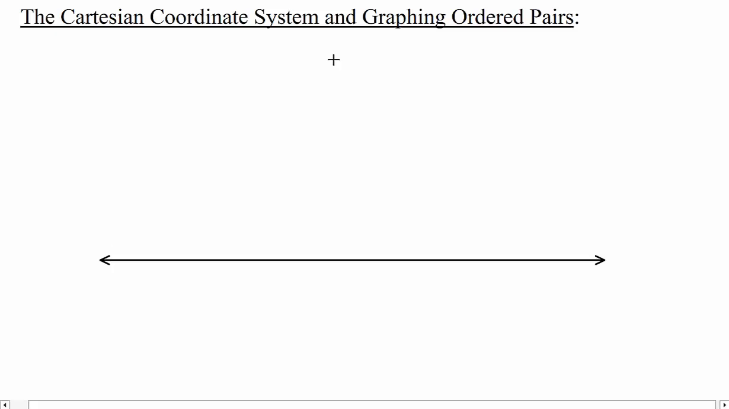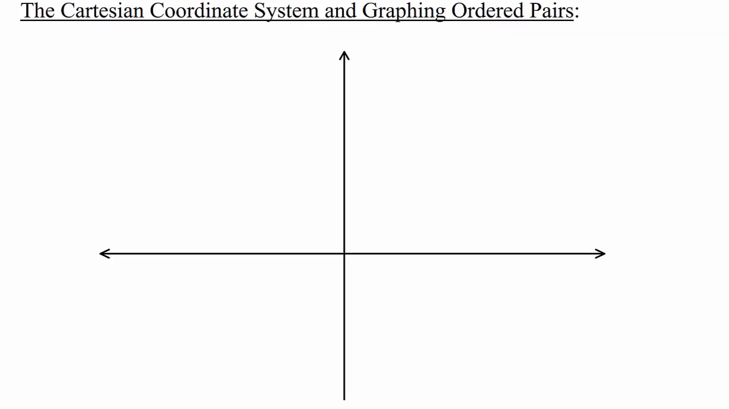In this lesson, we're going to look at the Cartesian coordinate system and graphing ordered pairs, or graphing points on this coordinate system. Now, the Cartesian coordinate system consists of two axes, a horizontal axis and a vertical axis. The horizontal axis is referred to as the x-axis, and the vertical is referred to as the y-axis.